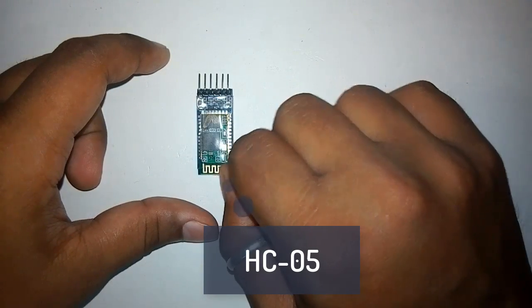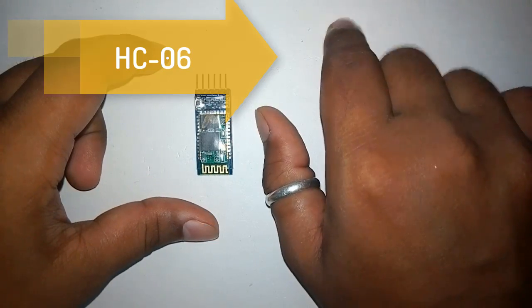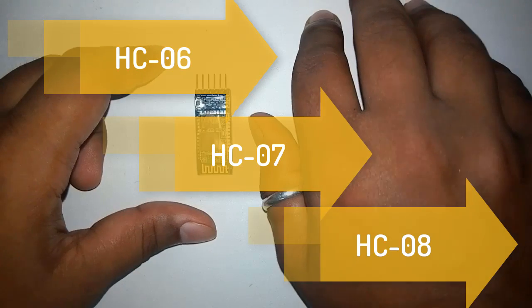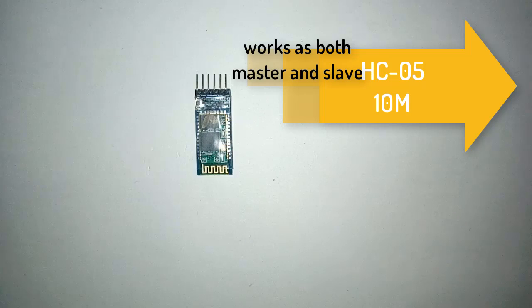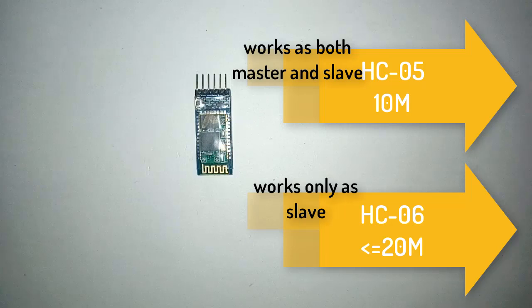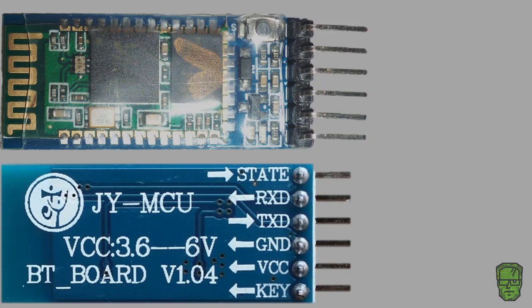In the market, you will find many other modules like HC06, HC07, HC08 and many more. The difference lies in their range. For example, HC05 has a range of 10 meters, while HC06 ranges approximately 20 meters. So, let's first discuss the pinout of this module. The HC05 BT module has 6 pins.